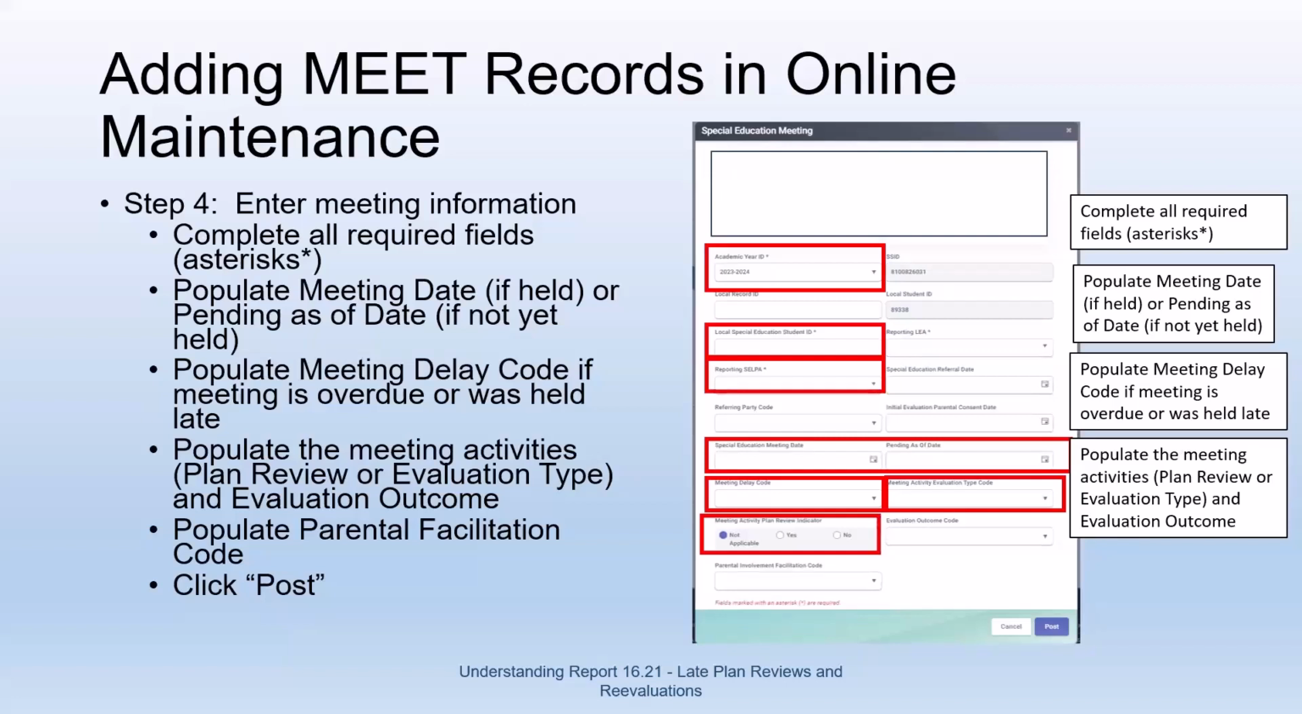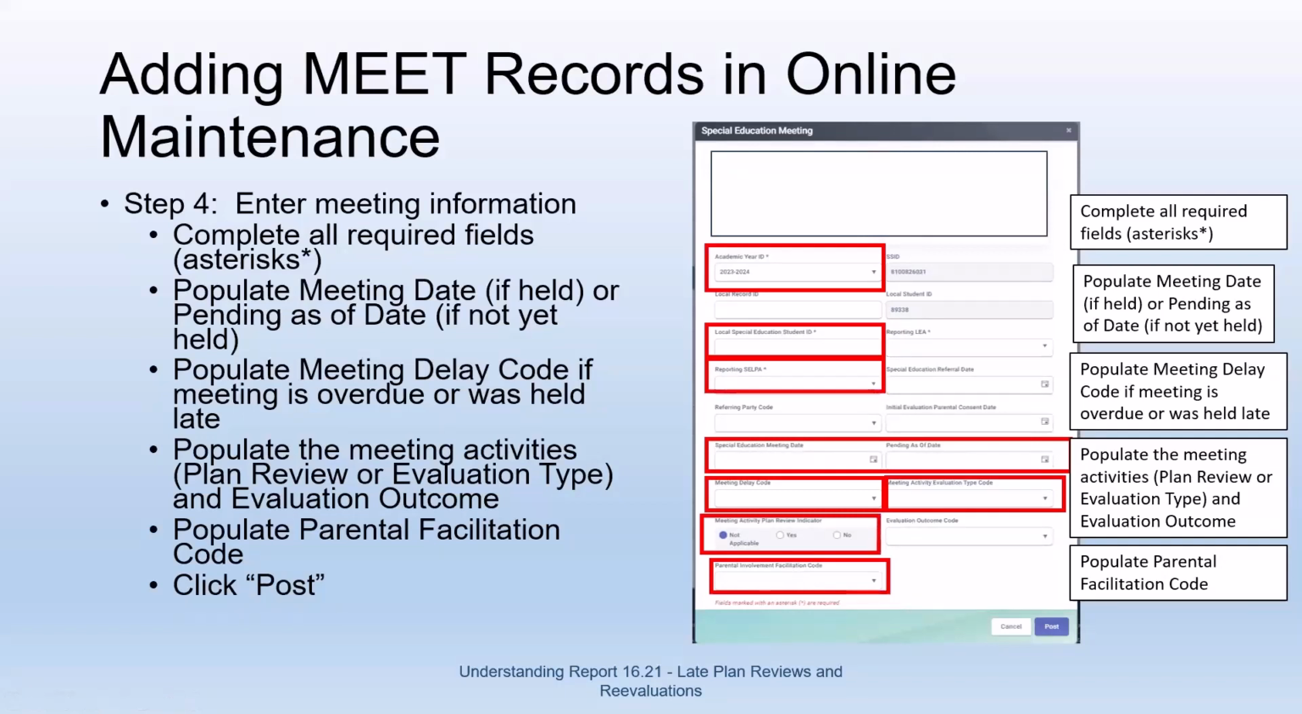Okay, there are meetings, as you both know, that can be both. So if you hold them both at the same time, then you want to select plan review indicator yes, and evaluation type code 40, and that'll tell us that the reevaluation and the annual happen at the same time. And then finally, you want to populate the parental involvement facilitation code. Okay, so if it's necessary, if the meeting's been held.